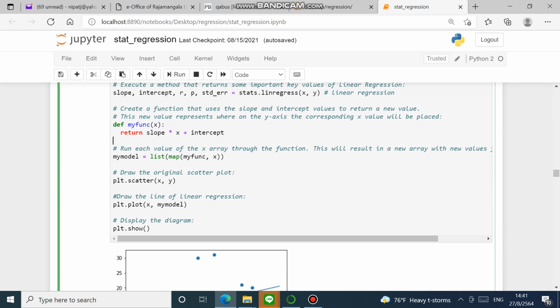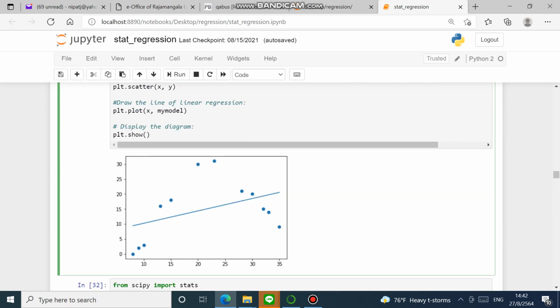Then you draw the scatter plot and draw the line. It shows you the positive relationship. R is equal to 0.4, something like this.